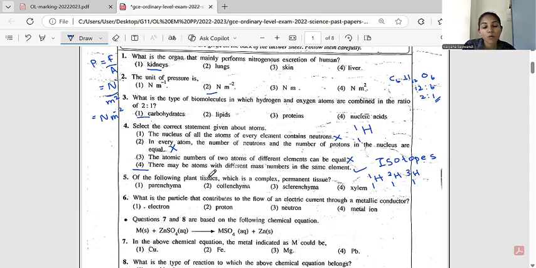Of the following plant tissues, which is complex permanent tissue? Complex permanent tissues are made of different types of cells. So when we consider xylem and phloem, they are made of 4 types of cells. So xylem is the answer.